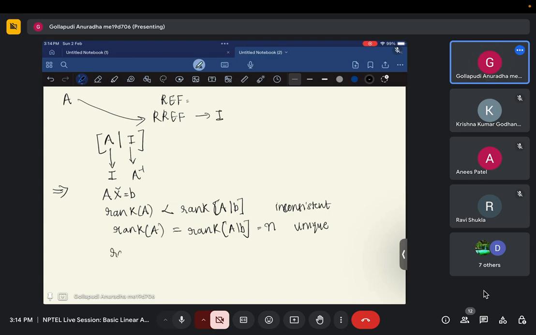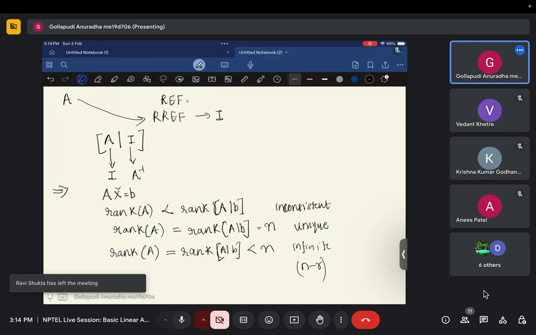And if the rank of the A matrix is equal to the rank of A augmented B, but it is less than n, then we'll have infinite solutions, with n minus r arbitrary variables.